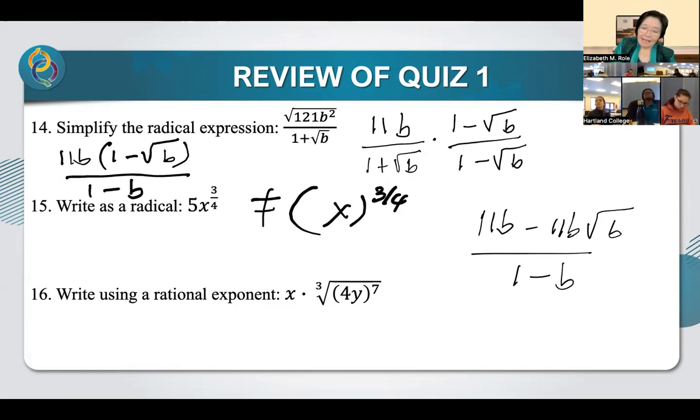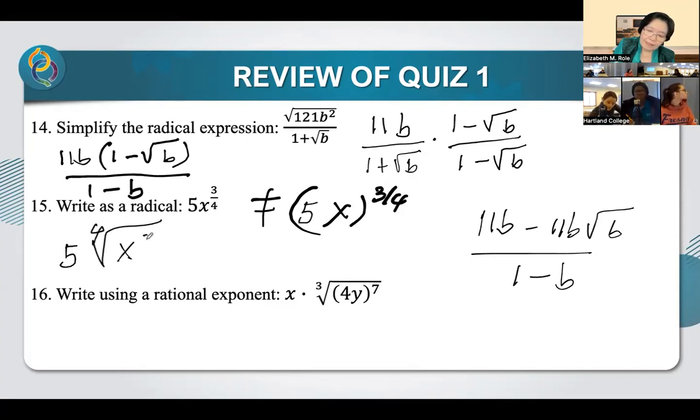Okay, so as I was saying, 5x to the 3/4 is not the same as the quantity 5x to the 3/4. They are not the same. So your final answer there is just 5 times the 4th root of x cubed. That 5 should not be under the radical sign.